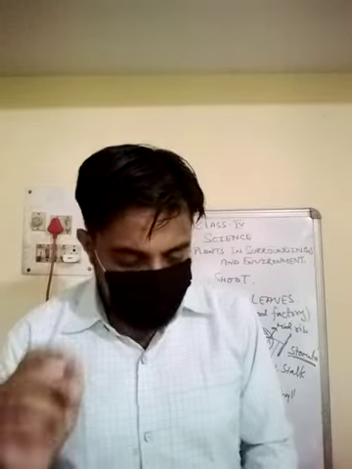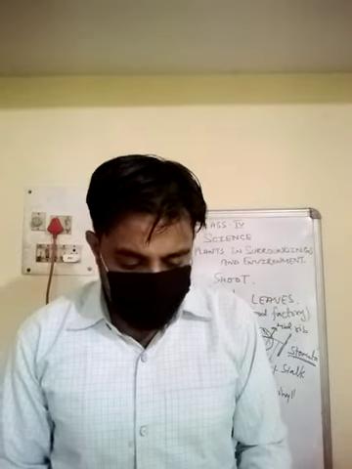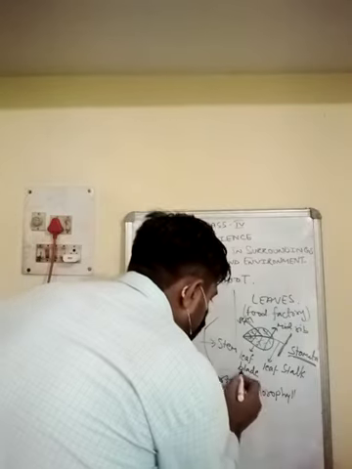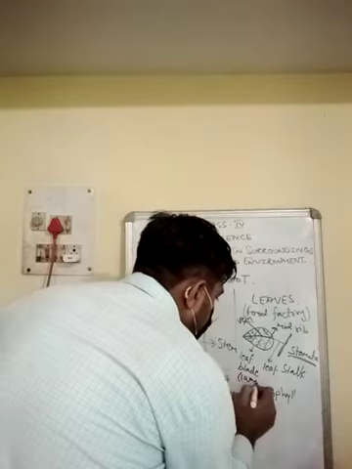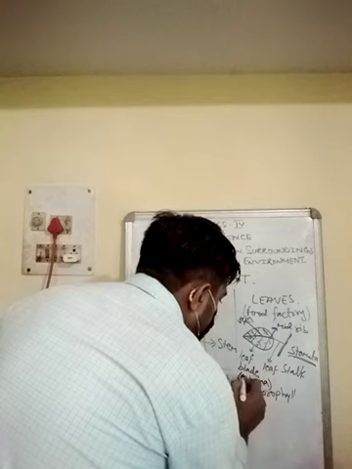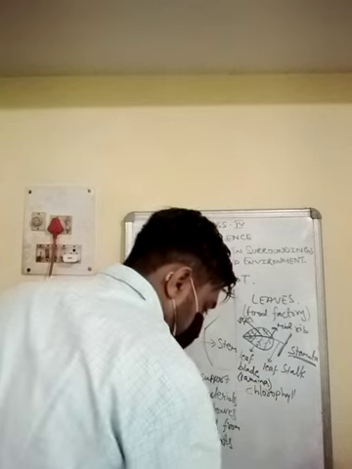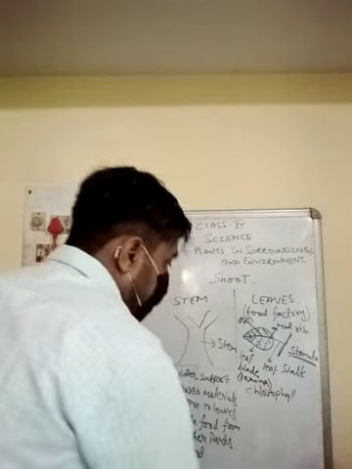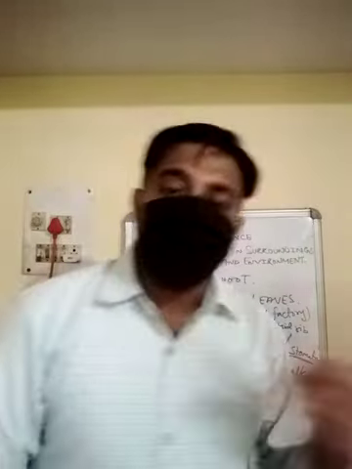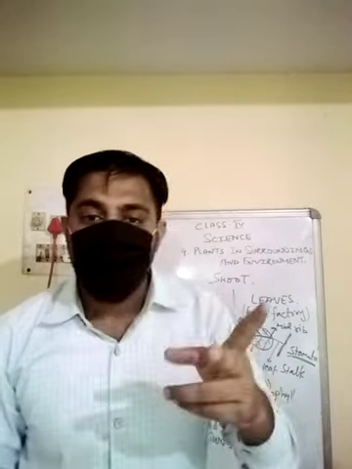Now, coming to their parts, leaf blades. The flat part of the leaf is known as leaf blade or lamina. Don't be confused. Leaf blade is also known as lamina. That means leaf blade and lamina are the same.